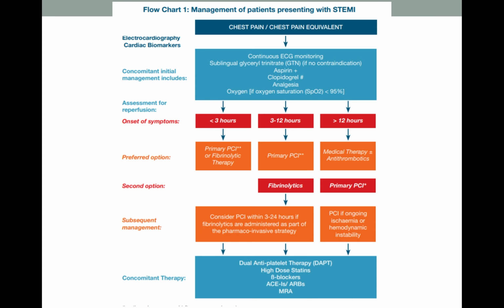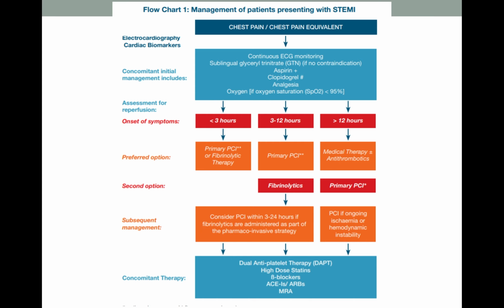Reperfusion therapy is basically to open an occluded artery. We want to achieve that as soon as possible. Depending on your onset of symptoms, if it's less than 3 hours, the patient can opt for either primary PCI, percutaneous coronary intervention, or fibrinolytic therapy. But primary PCI is still preferred in some cases, if it's a high-risk patient or if there's a contraindication to fibrinolytic therapy. I will show you all later.